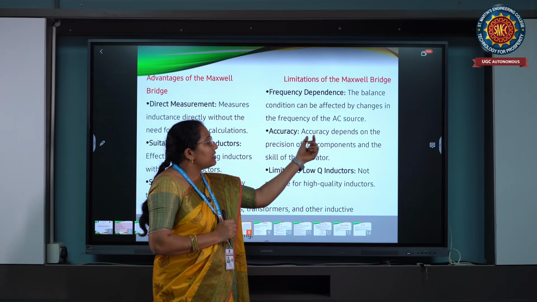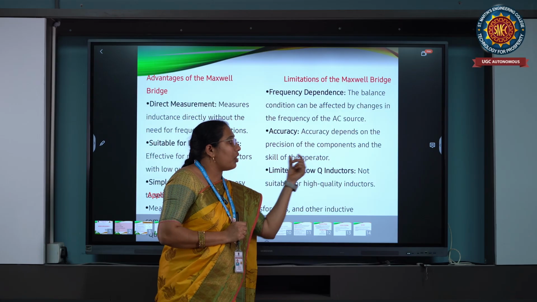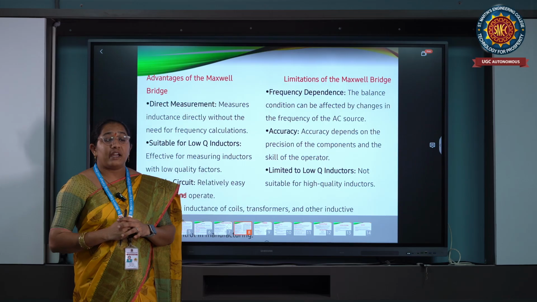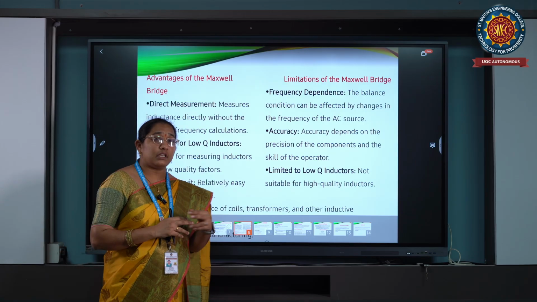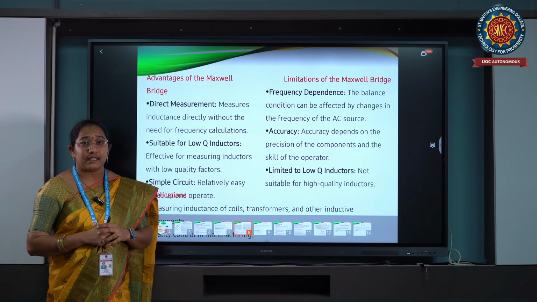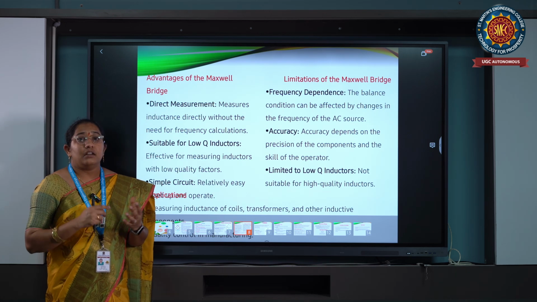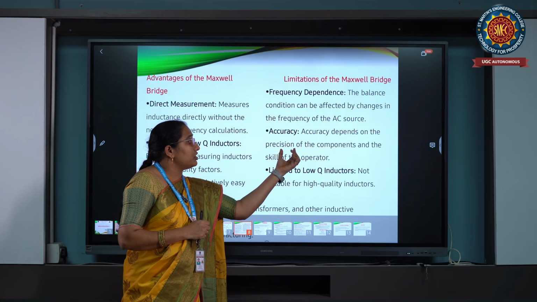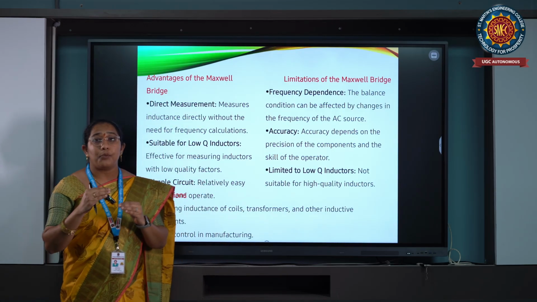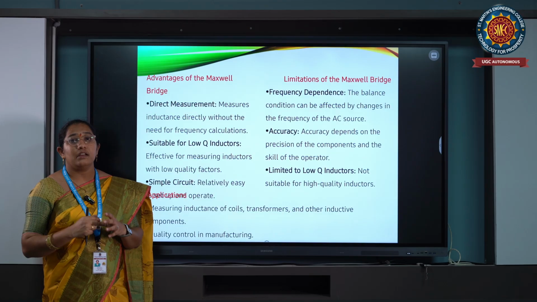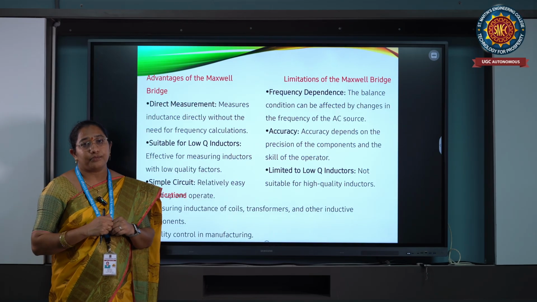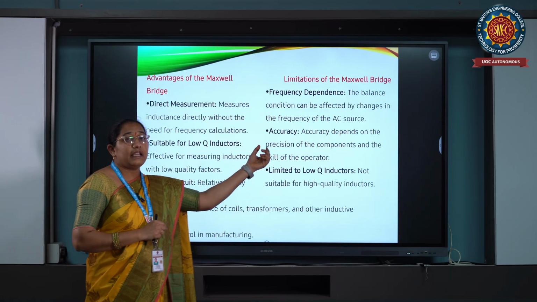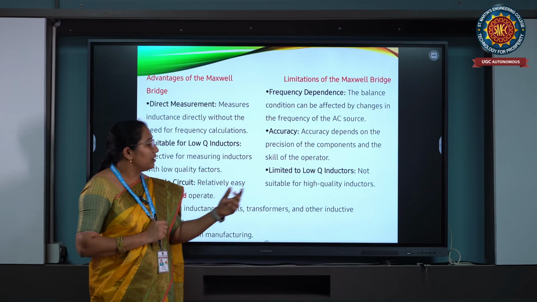Accuracy. Accuracy depends on the precision of the components and the skill of the operator. We get accurate values for unknown quantities by using the precision of the components, meaning component values must be accurate. Only by using accurate components do we get accurate unknown values.